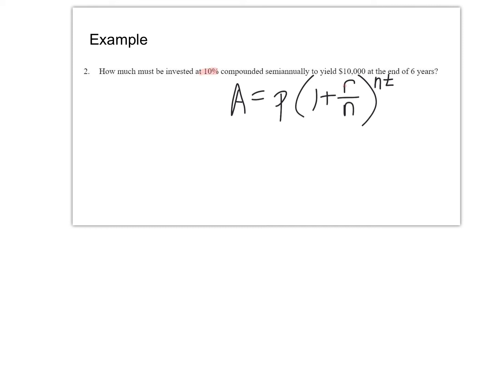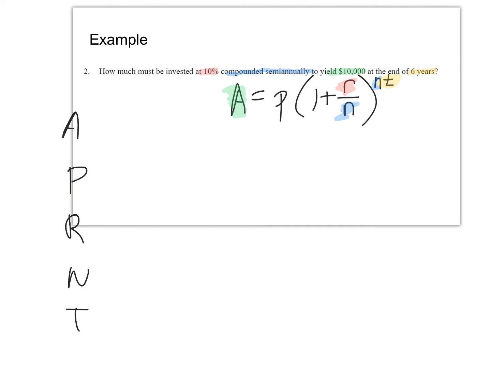10%, so that's my rate. Compounded semi-annually, so that's my number of times, n. To yield $10,000, that's what they want in the account after everything's done, after 6 years. So that's going to go there. So we're looking for the principal. So A, P, R, N, T.